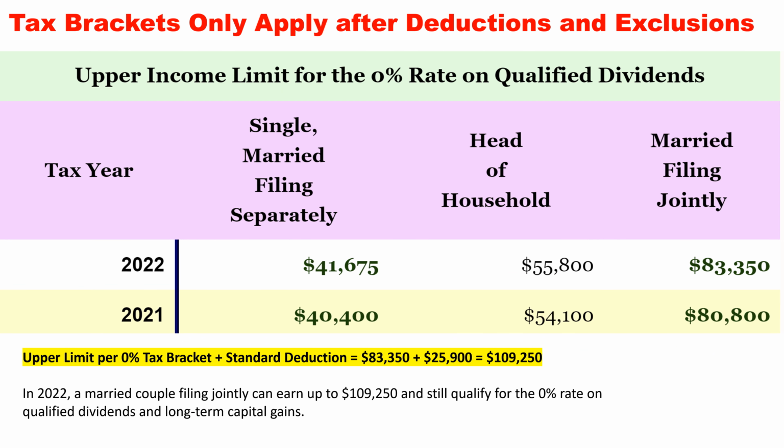This example shows how applying tax brackets only to taxable income reduces the tax burden to less than what would be implied by the tax rate. In 2022, the top of the 0% capital gains rate for a married couple filing jointly was $83,350, but they could actually earn up to $109,250 and still get the 0% rate, because the tax bracket only applies after the standard deduction is subtracted from income.